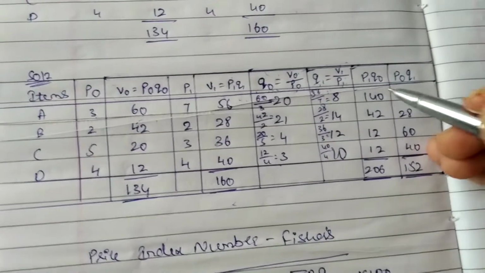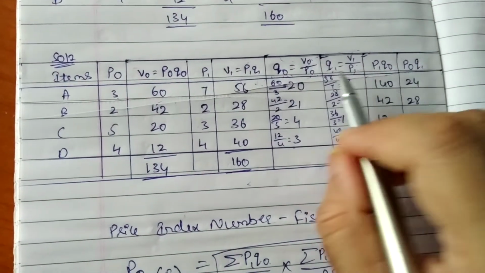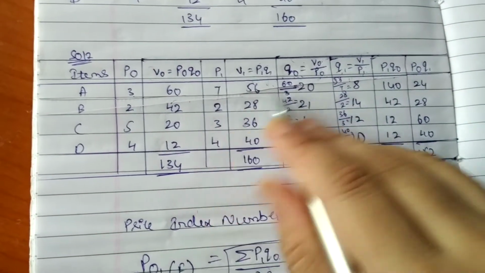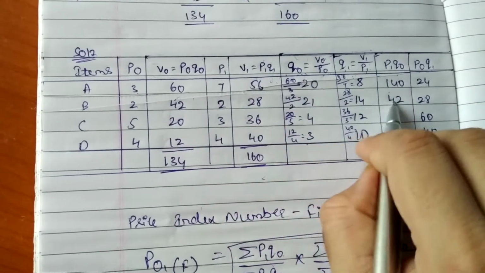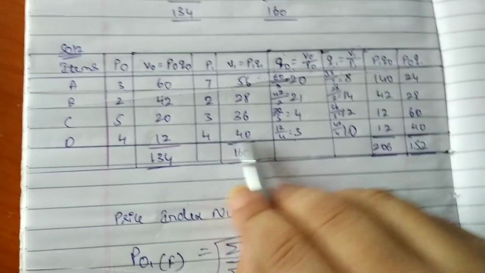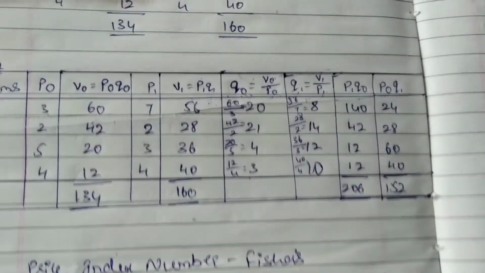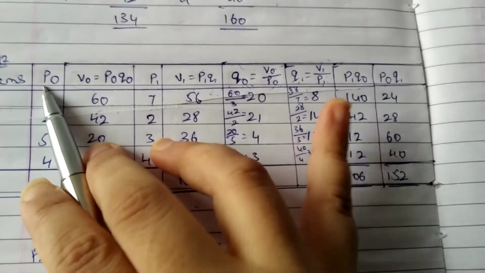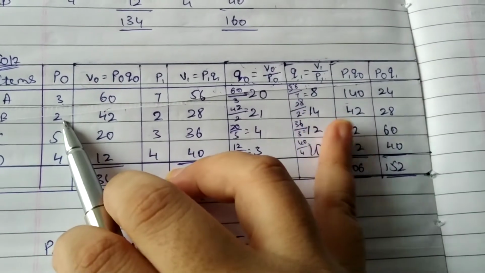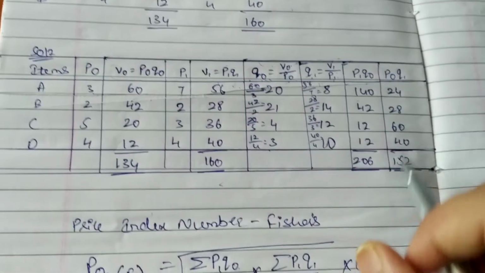Now we can find out P1 Q0, P0 Q0, P1 Q1 and P0 Q1. So P1 is 7, Q0 is 20. 7 into 20, 140. 2 into 21, 42. 3 into 4, 12. 4 into 3, 12. Now P0 with Q1: 3 into 8, 24. 2 into 14, 28. 5 into 12, 60. 4 into 10, 40. Okay.